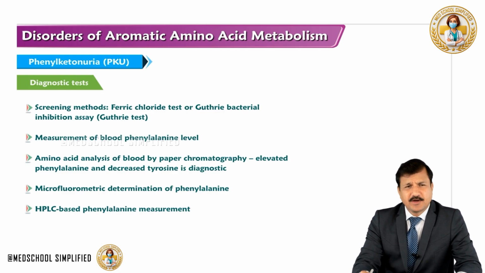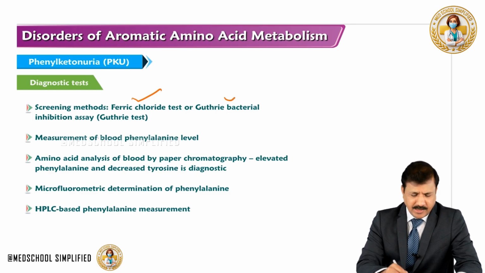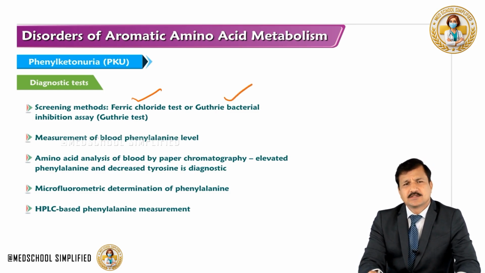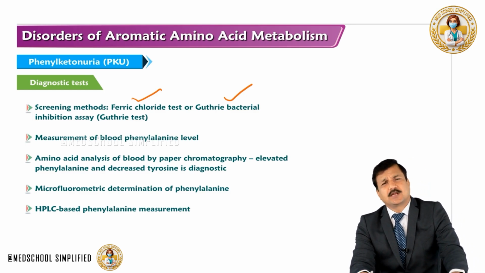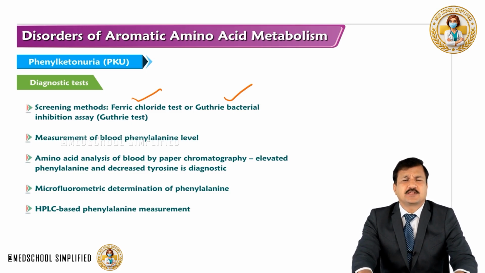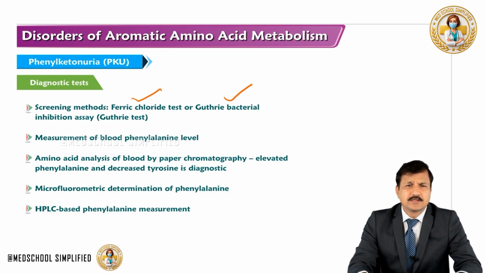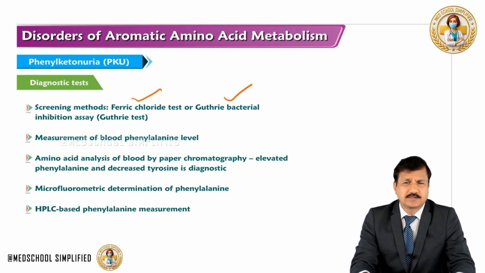Coming to diagnostic tests for phenylketonuria, the screening methods include ferric chloride test or Guthrie bacterial inhibition assay test. So in the Guthrie bacterial inhibition assay test, spores of Bacillus subtilis are used, and in the agar media, this Bacillus subtilis is mixed with beta-2-thienylalanine. Whenever phenylalanine levels in the blood are less than 4 milligrams per deciliter, the spores do not germinate, because beta-2-thienylalanine will have an inhibitory effect on Bacillus subtilis spores.